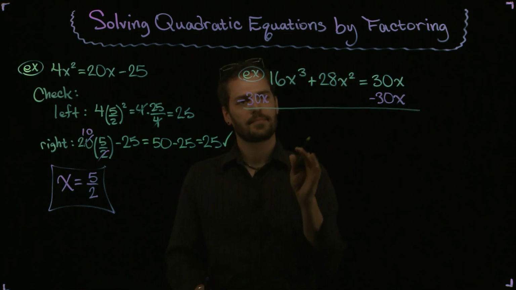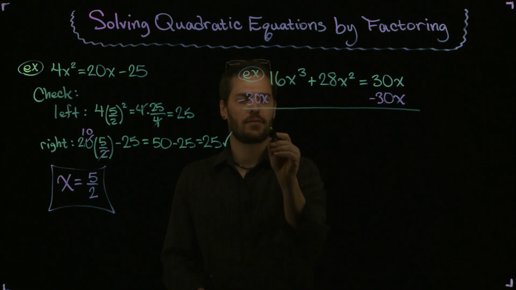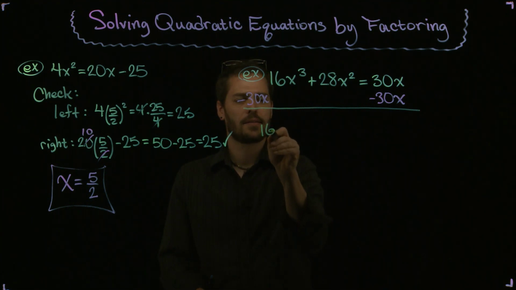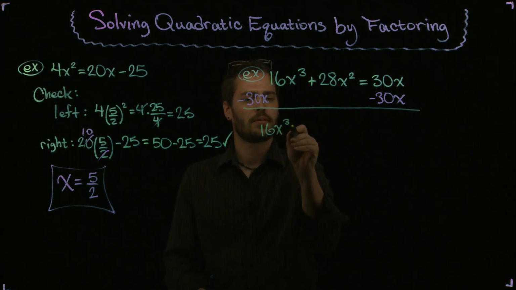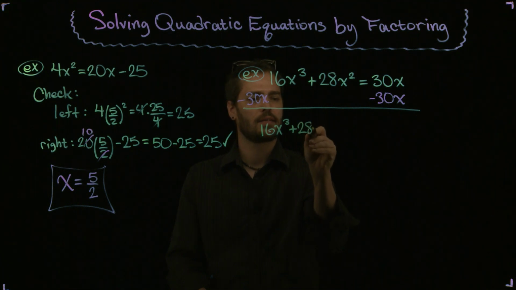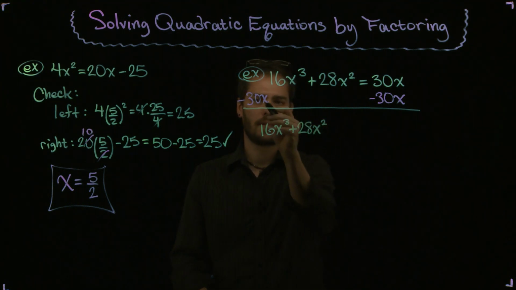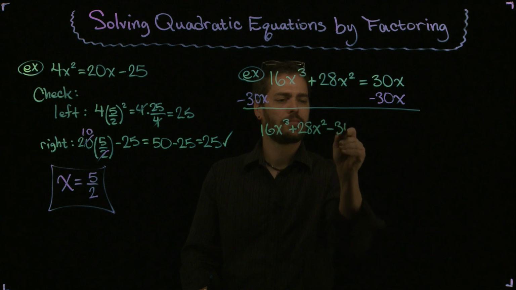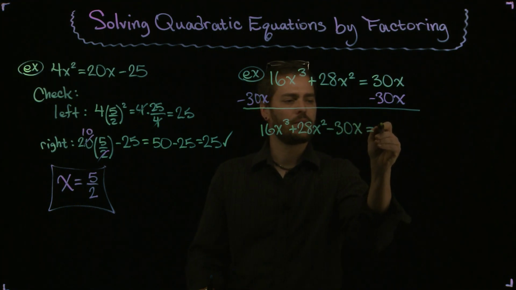On the left side, I'm going to rewrite this in standard form. It's pretty close. 16x cubed plus 28x squared, and then I'll put my minus 30x is equal to 0.